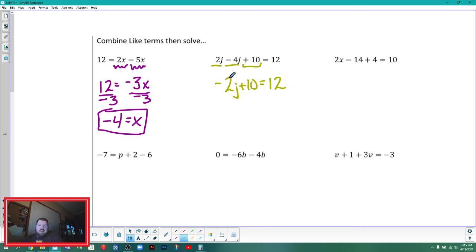And if you want to keep writing the things that we've written before, that'd be okay. What happens to j? It gets multiplied by negative 2 and then added 10. So multiply negative 2, add 10, undo those in the reverse order. So we'll subtract 10. Negative 2j is equal to 2, and divide by negative 2. So we get j is equal to negative 1.